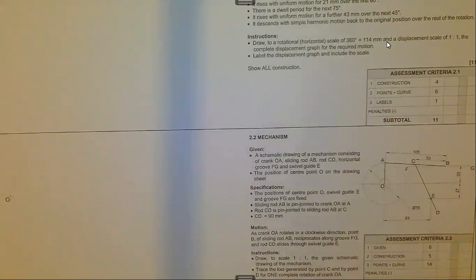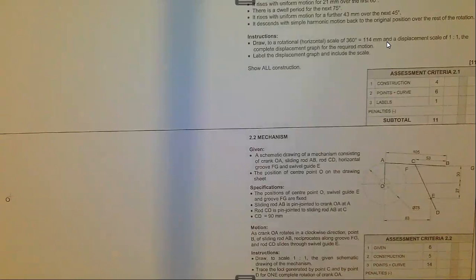Right, then we are also given that CD is 90 millimeters. So from here to there, it's 90 millimeters. Then the motion swivel guide, which is this point E, right? So this is constrained to pass through point E. When we talk about constraint, we are talking about being forced to E.